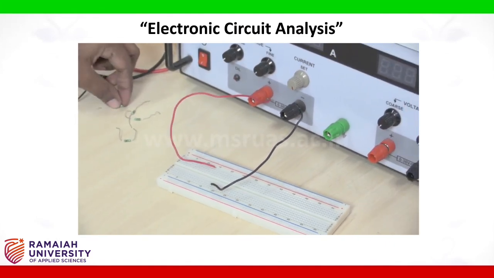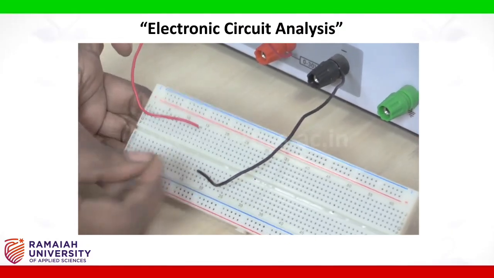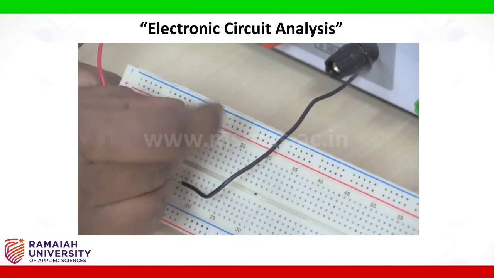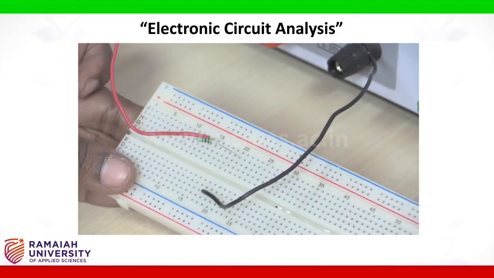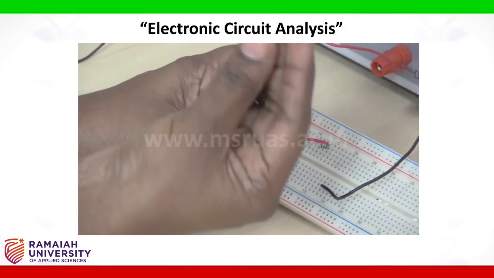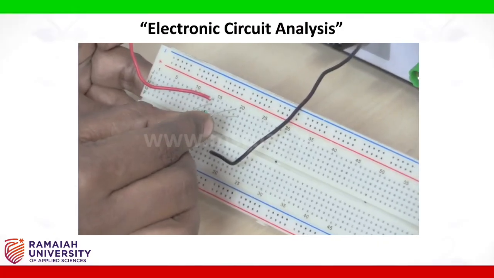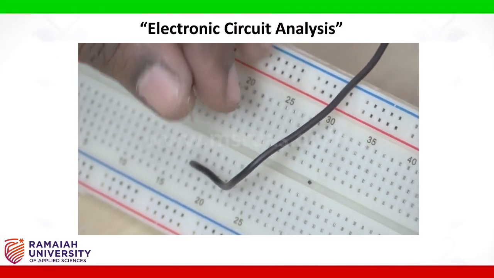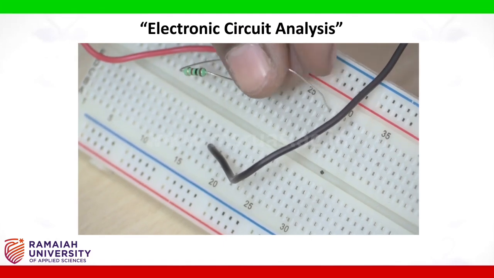Now take 1 kilo ohm resistor, connect from source 1 positive to this position. Take another 1 kilo ohm resistor, connect from this position to this position.